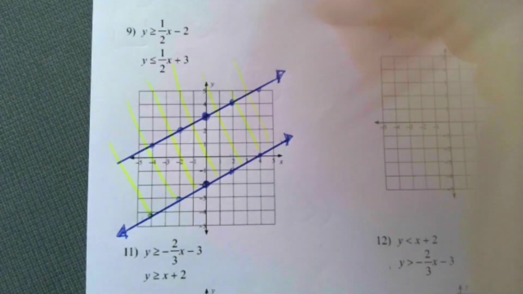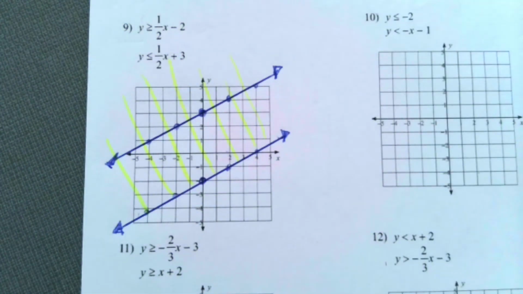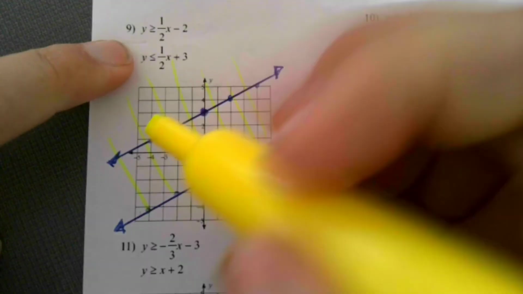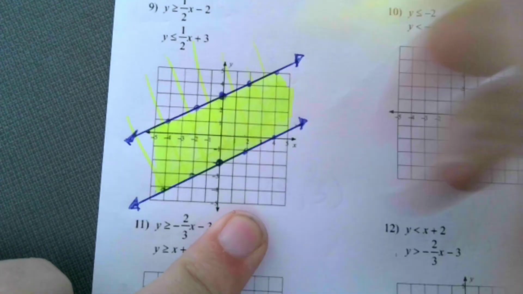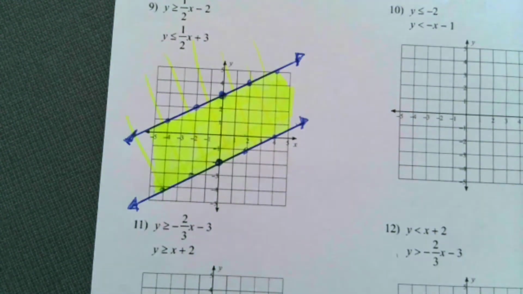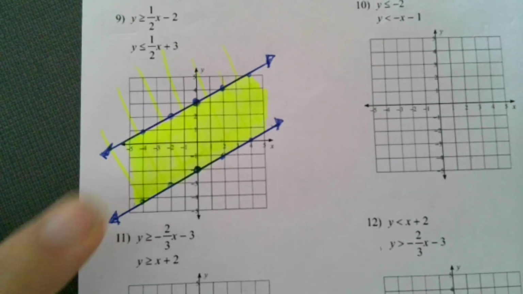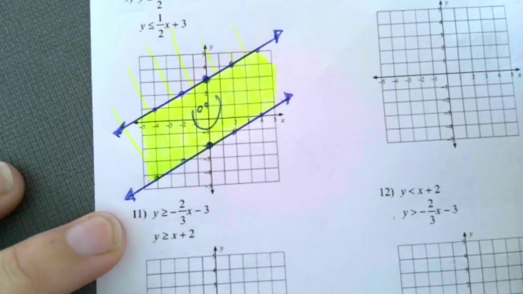Now, am I shading above or below on this guy? I'm shading below on the second one, right? So I want to get this part that's in between because it has to be bigger than this guy and less than that guy. So this part is my solution. Put you a fat smiley face in here. Put you frowny faces everywhere else.